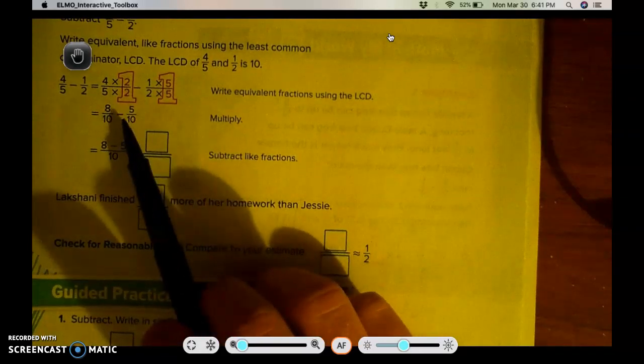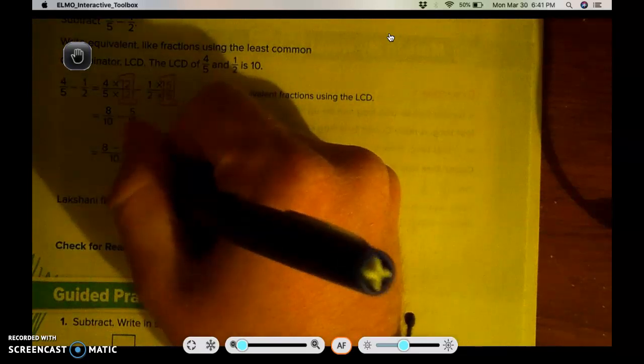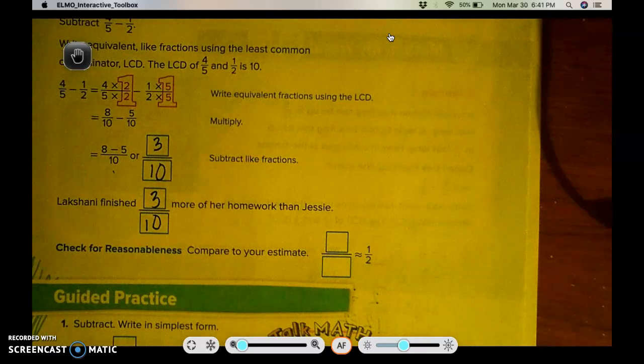When we take 8/10 minus 5/10, we're going to get 3. The denominator is going to stay the same, tenths. And with that one, we can't simplify it any further. The only factor of both 3 and 10 is 1, so Lake Shawnee, good for her, finished 3/10 more of her homework than Jessie.